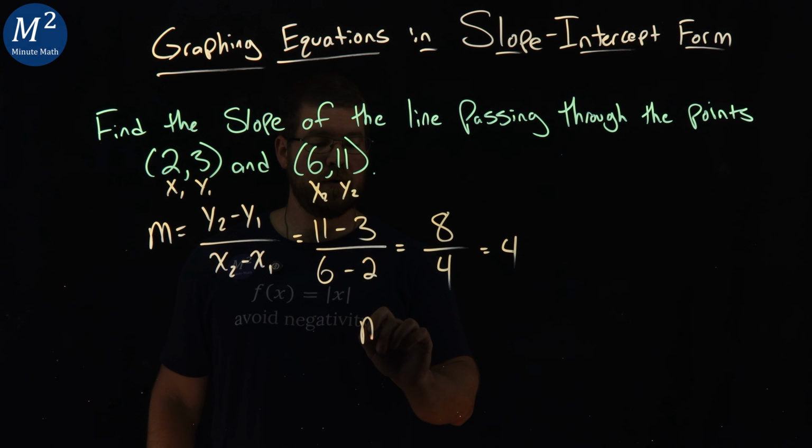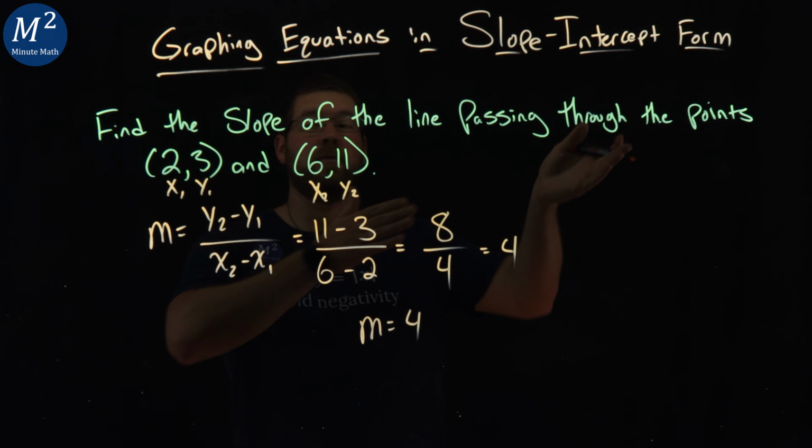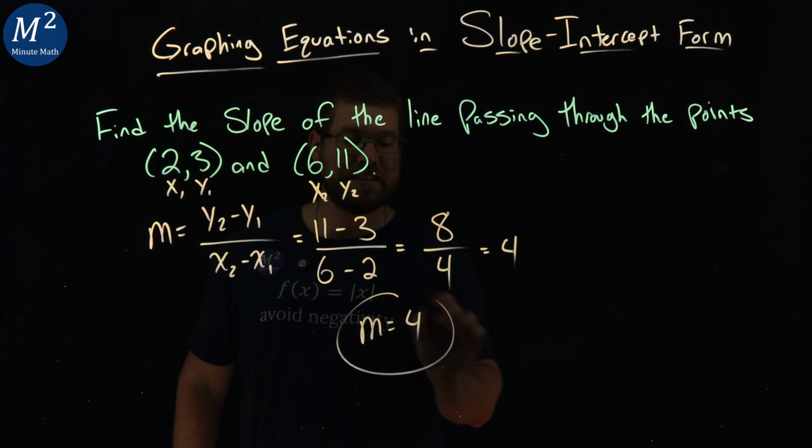And so our slope here, the line passing through these two points, (2, 3) and (6, 11), is 4.